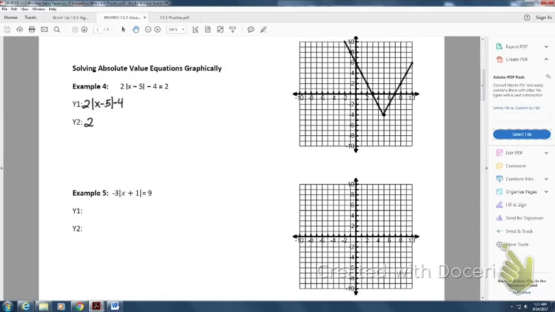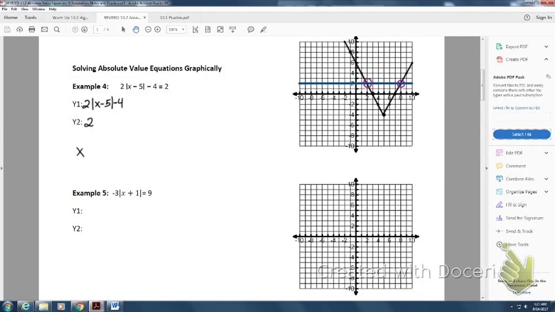The equation y equals 2, what is that line going to look like? Vertical or horizontal? At what y value? So there is that right there. The solutions to the problem, those are going to be the x values of where they cross. So Jade, what are those two x values?